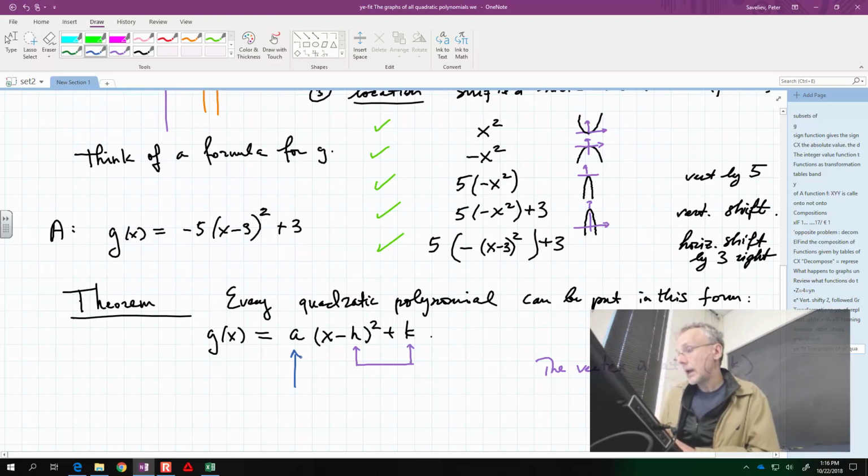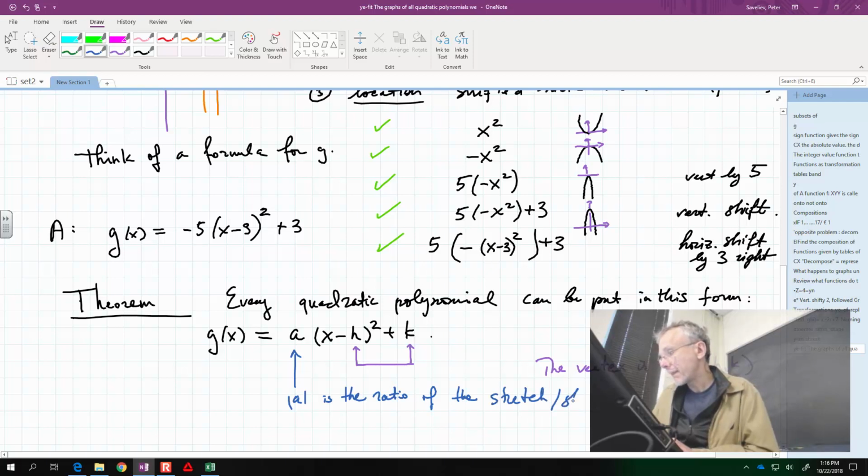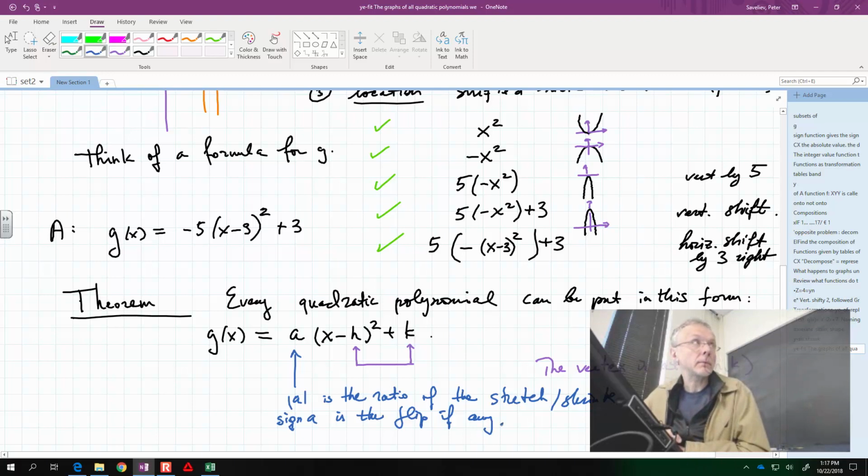Okay, and the absolute value of a is the ratio of the stretch or shrink, and the sign of a is the flip, if any. Meaning that if a is positive, there is no flip. If it's negative, there is a vertical flip. So that's all there is.